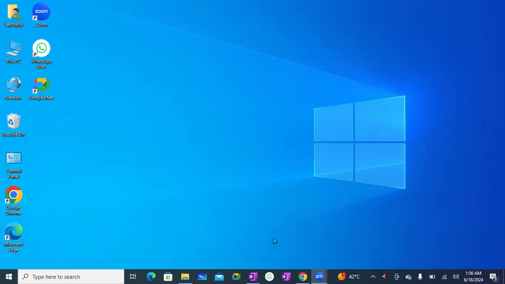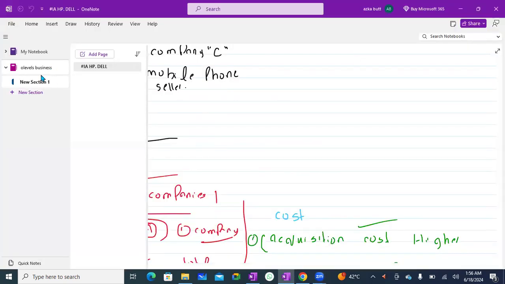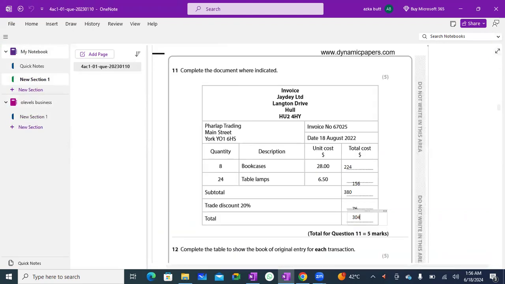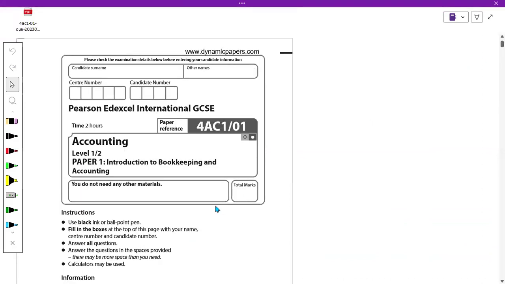And today we are going to solve the O-level Edexcel GCSE accounting paper. This is paper one, Introduction to Bookkeeping and Accounting. The code is AC1. For paper one, we have 2 hours to complete this paper. This is the Pearson Edexcel International GCSE. Okay, so let's start.